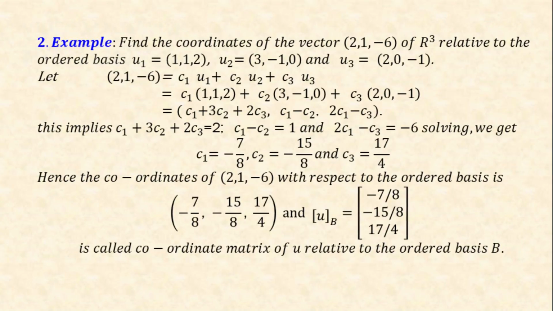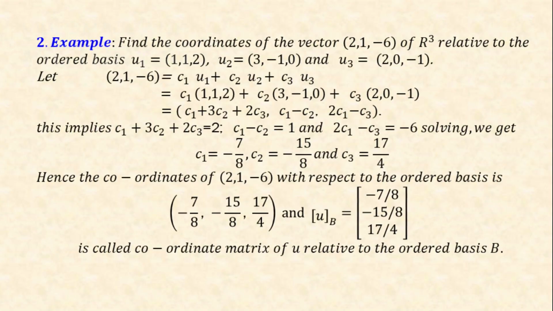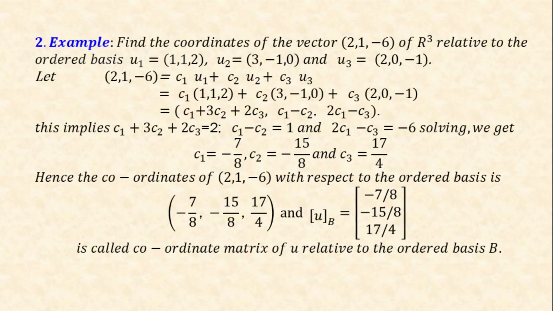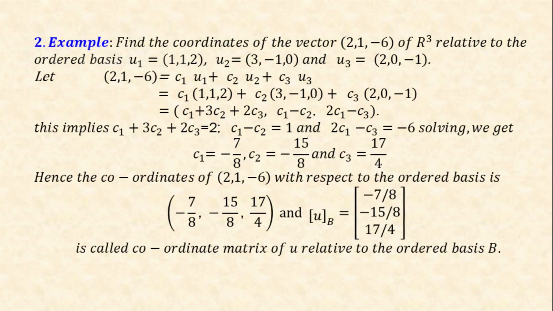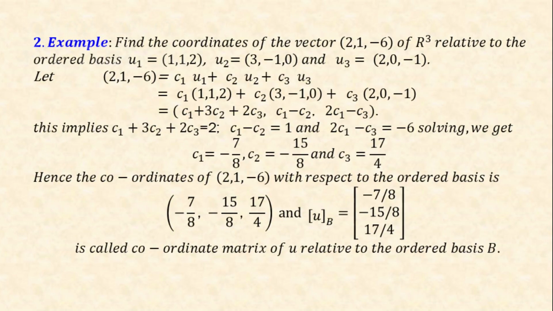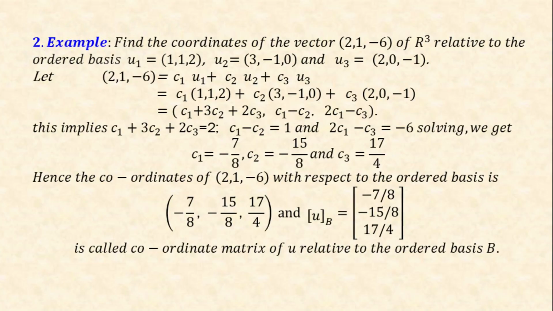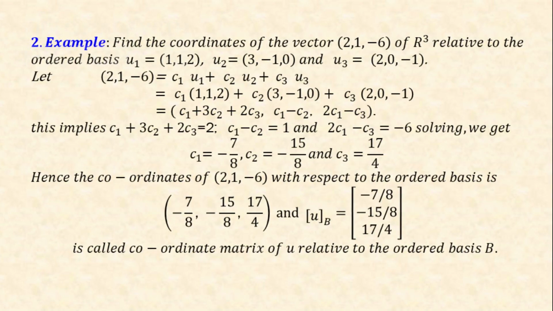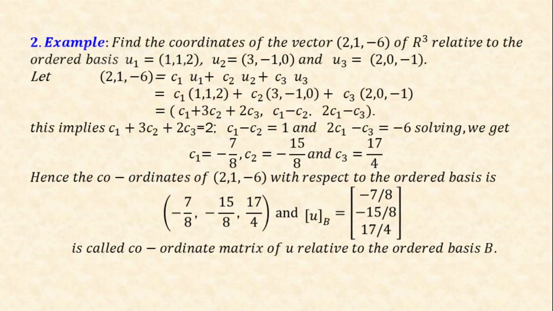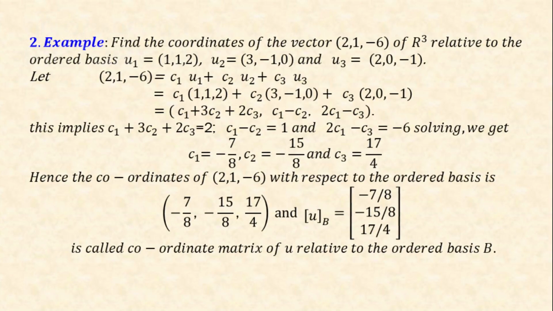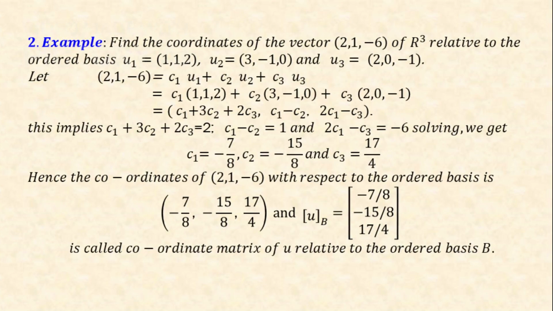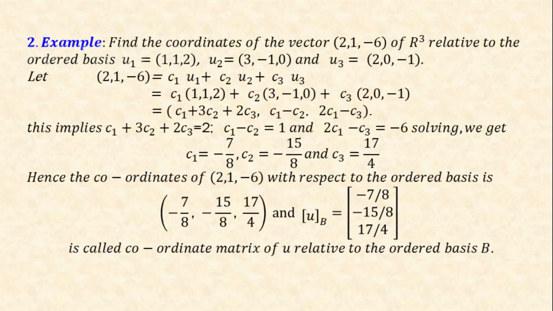Let's find the coordinates of the vector (2, 1, -6) relative to an ordered basis defined by the set B, {u1, u2, u3}. We have to find c1, c2, c3 such that the following equation holds. Simplifying, we get the values of c1, c2, c3 and hence the coordinate of u relative to the ordered basis B and the coordinate matrix of u relative to the ordered basis B.